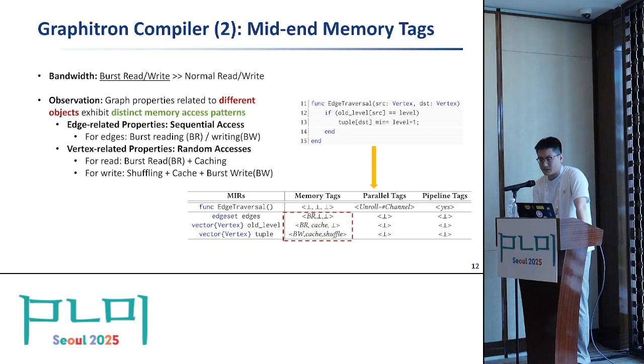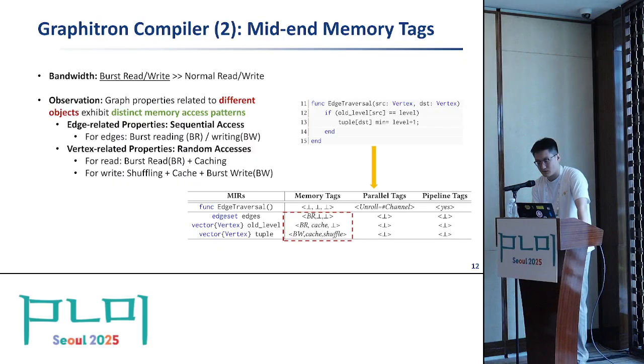Besides, Graphitron incorporates optimizations to graph properties to improve their access efficiency. The burst read and write module has much higher sequential bandwidth than the normal read or write to the memory, so we utilize this module to read or write properties. However, the properties related to different objects exhibit distinct access patterns. Edge-related properties are typically accessed sequentially, whereas vertex-related properties involve a lot of random accesses. Consequently, we adopt a tailored memory access optimization based on the differences.